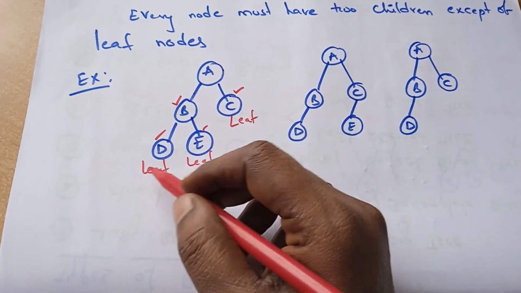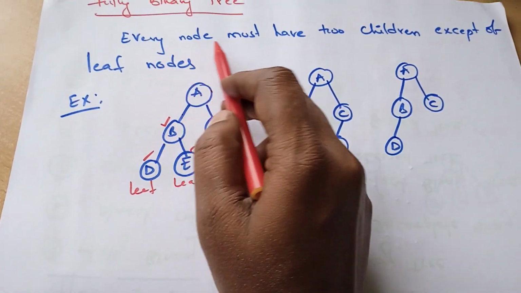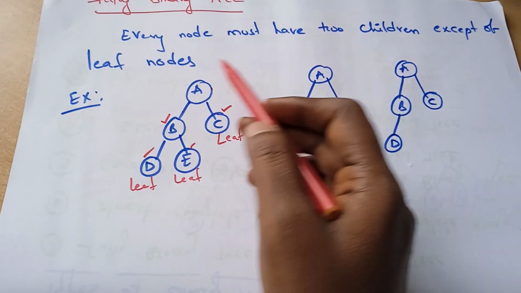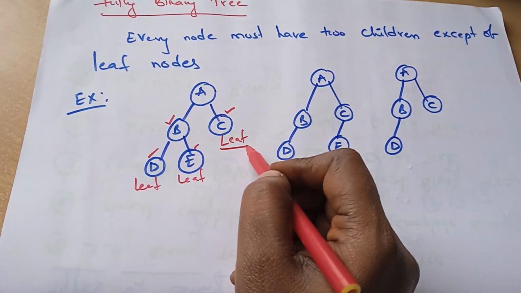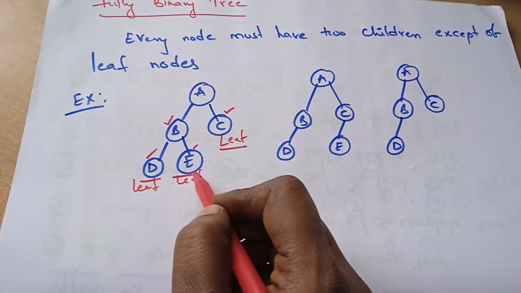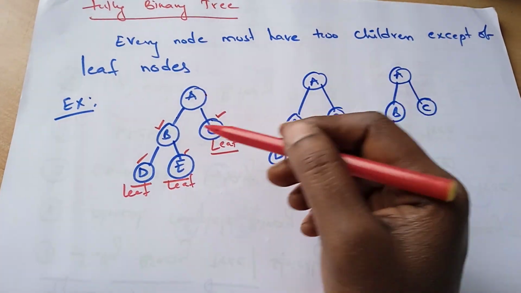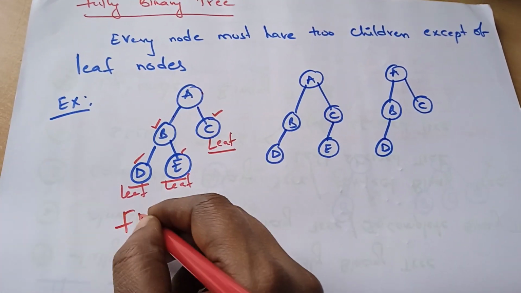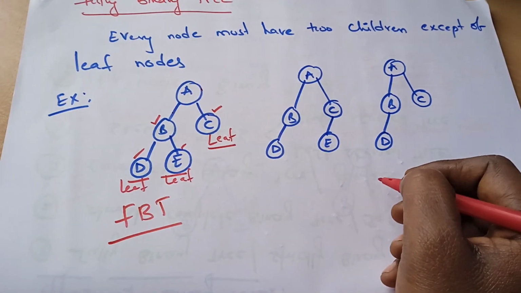Right now these are leaf nodes. So what is the definition? Every node must have two children except the leaf nodes. So except C, D and E, every other node is having two children. So this is called a full binary tree.